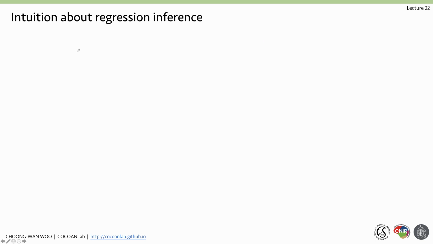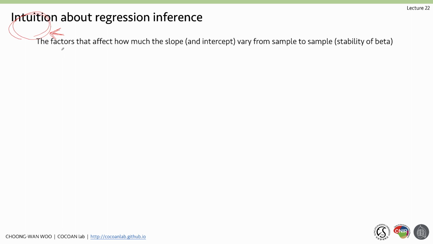Before digging into the regression inference, we can talk about intuition first, because the actual calculation is quite complicated. Just knowing the intuition is really important. So what can affect how much the slope varies from sample to sample? That is basically the stability of beta, and a more stable beta would be better, right?